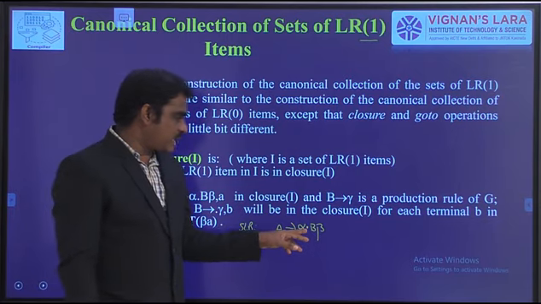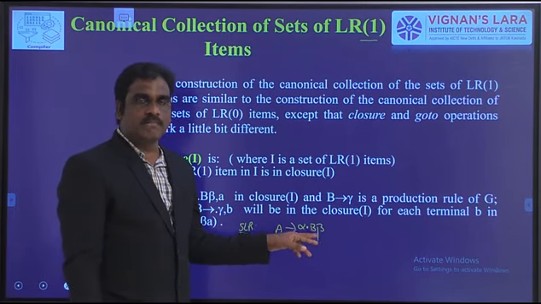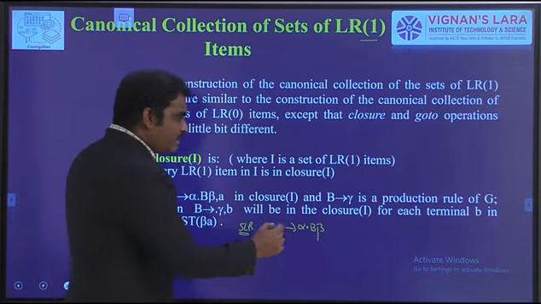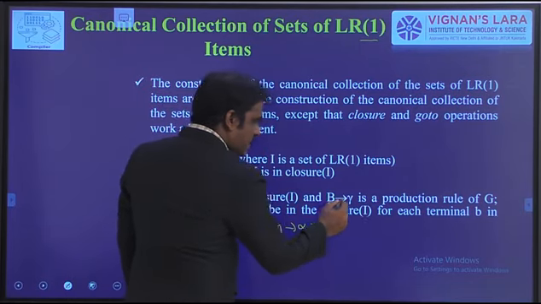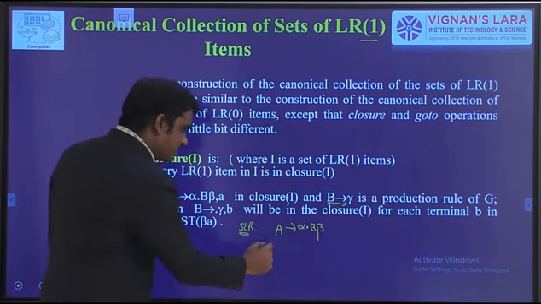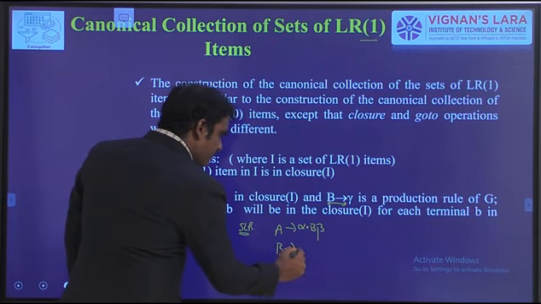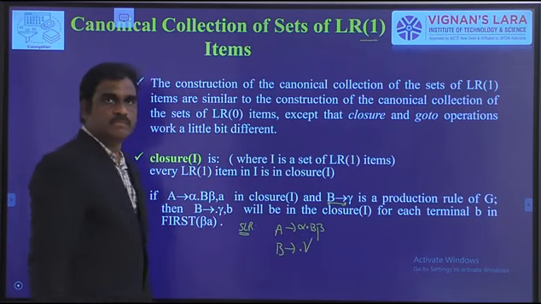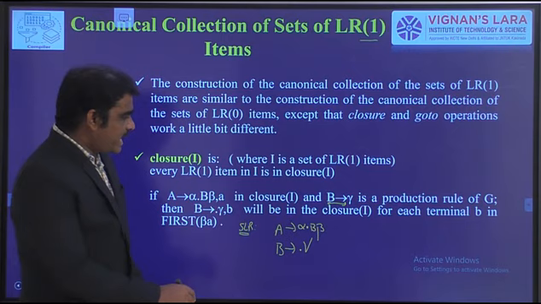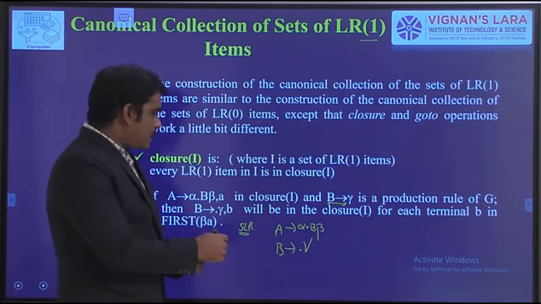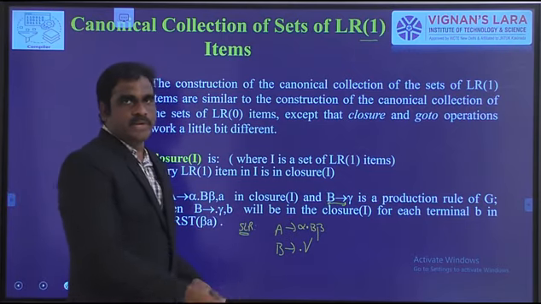Suppose here in this case dot followed by B. What is B? B is a non-terminal and the B production is like this: B → dot gamma. Then we can add B → dot gamma like this. Again the operation is the same, the operation will be continued.